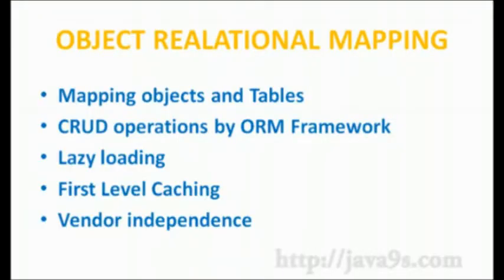If you look at object relational mapping, it's about mapping the objects and tables. CRUD operations will be done by the ORM framework, and it has a wonderful concept of lazy loading, and it has first level caching, which is going to give you wonderful performance, and it also gives you vendor independence.